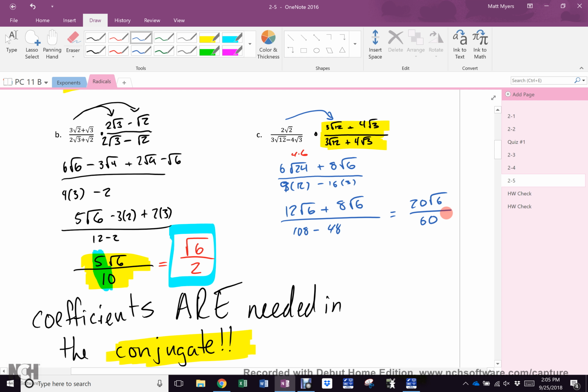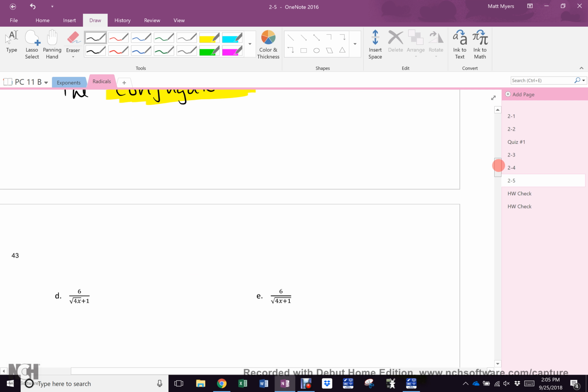60. Where do you see something we can simplify? 60 and 20. How many 20s go into 20? 1. So it's root 6. How many 20s go into 60? 3. And I stop there. Why? 6 divides by 3. Why am I stopping? Because this is a radical, and radicals can only work with other radicals, and coefficients can only work with other coefficients. Is everybody cool? All right.